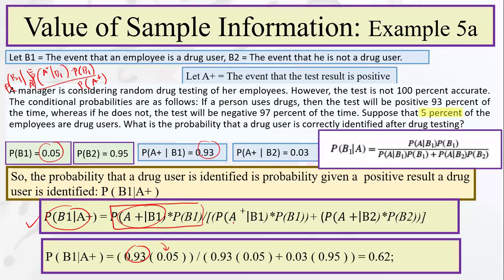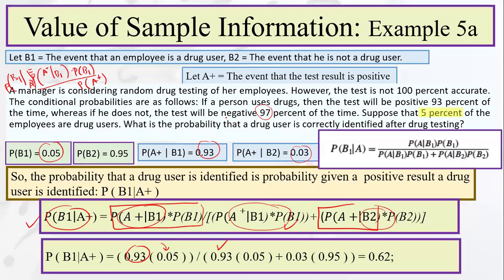The denominator: A plus given B1 is 0.93. We already know it. And you already know this also, because this is A plus given B1 multiplied by B1, the intersection with B1, plus the intersection of B2 for A plus. But this one here, A plus given B2, is 0.03. You found it because 0.97 was given to you.